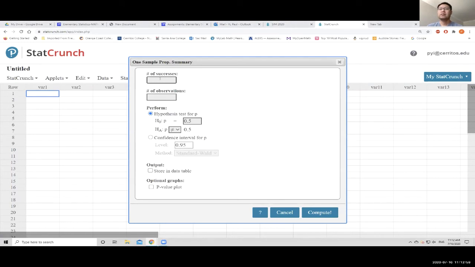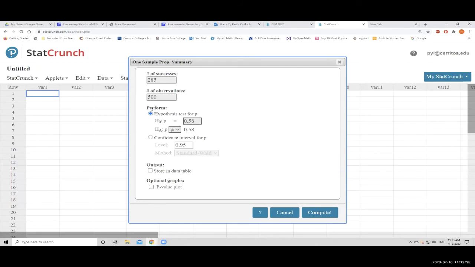Number of successes. What was X equal to? 285. And what was the number of observations? 500. Very good. And our proportion was 0.58. And then we want not equal to. It's defaulted to not equal to, but you could change that to less than or greater than, as you can see. But we'll just leave it at that.